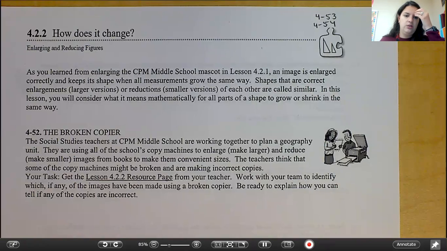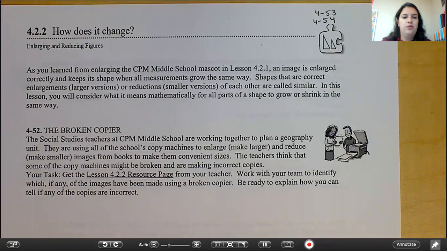Enlarging and Reducing Figures. As you learned from enlarging the CPM middle school mascot in lesson 4.2.1, an image is enlarged correctly and keeps its shape when all measurements grow the same way. Shapes that are correct enlargements, larger versions, or reductions, smaller versions of each other are called similar. In this lesson, you will consider what it means mathematically for all parts of the shape to grow or shrink the same way.